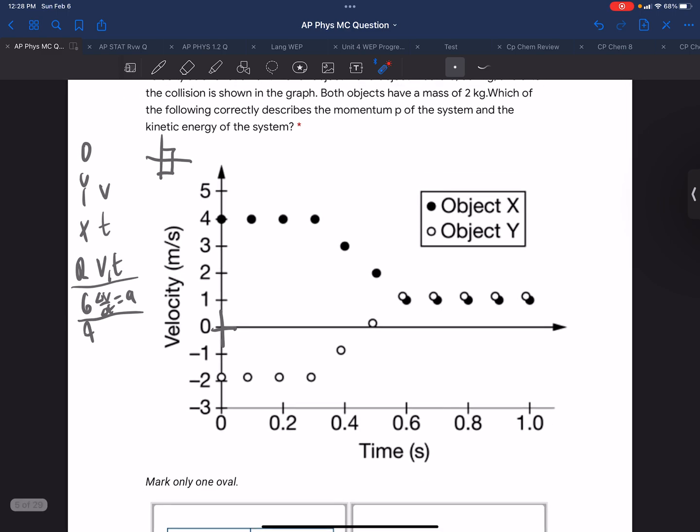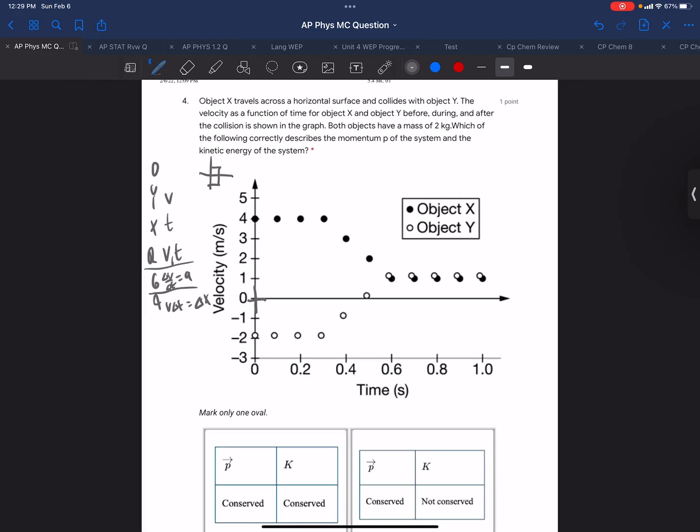The area, v times t, is the change in position, delta x. So we've done our analysis here.